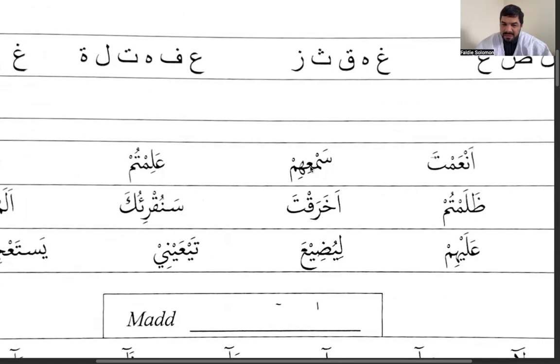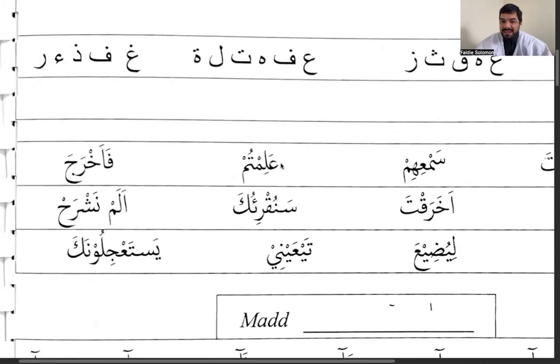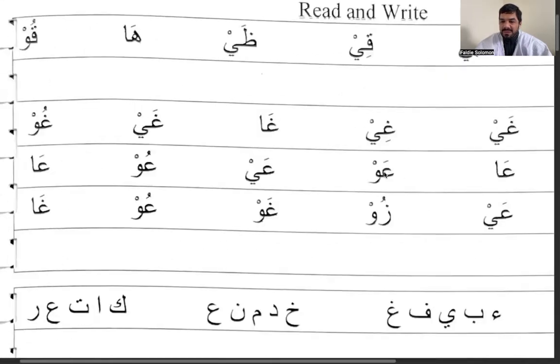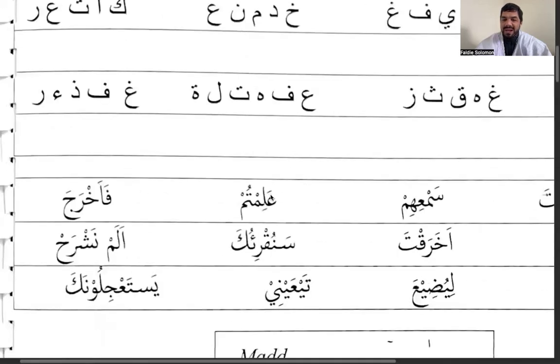So we have sam'ihim. All right, and then we have the ayn in the beginning. You can see that's how it looks over here when we saw it the first time. So that's lim, and then tum: alimtum, alimtum.